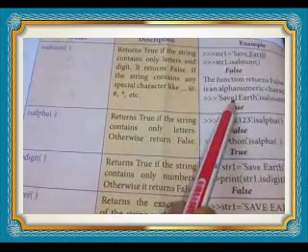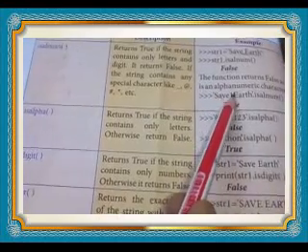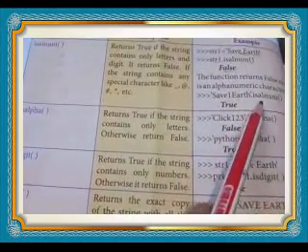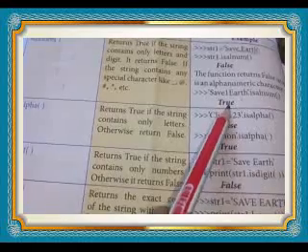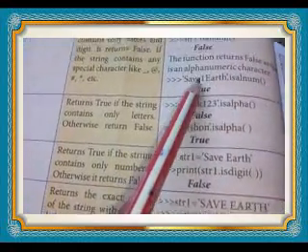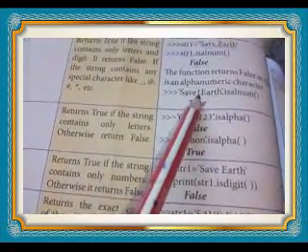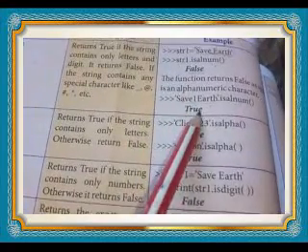If you write it like this, saveearth1 dot isalnum, then it will display true because it has only alphabets and numbers. That's why it returns true.